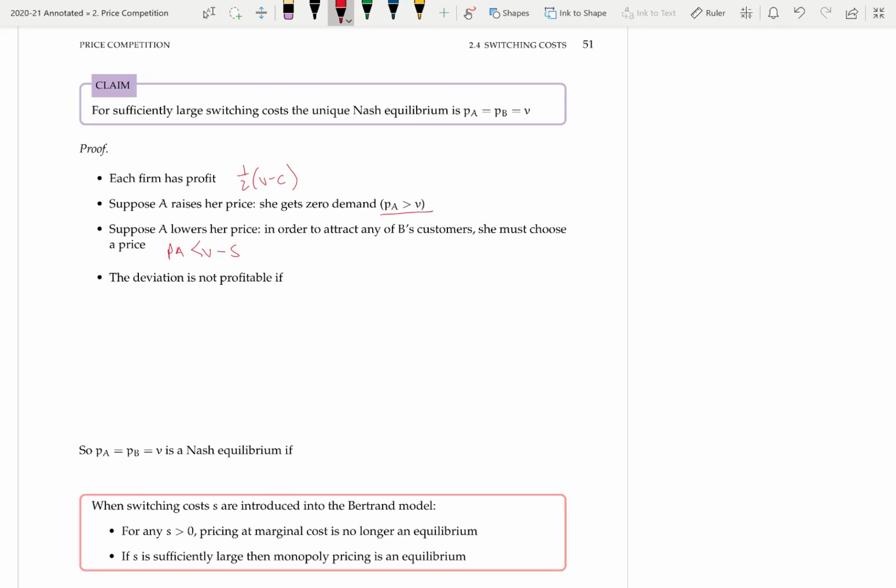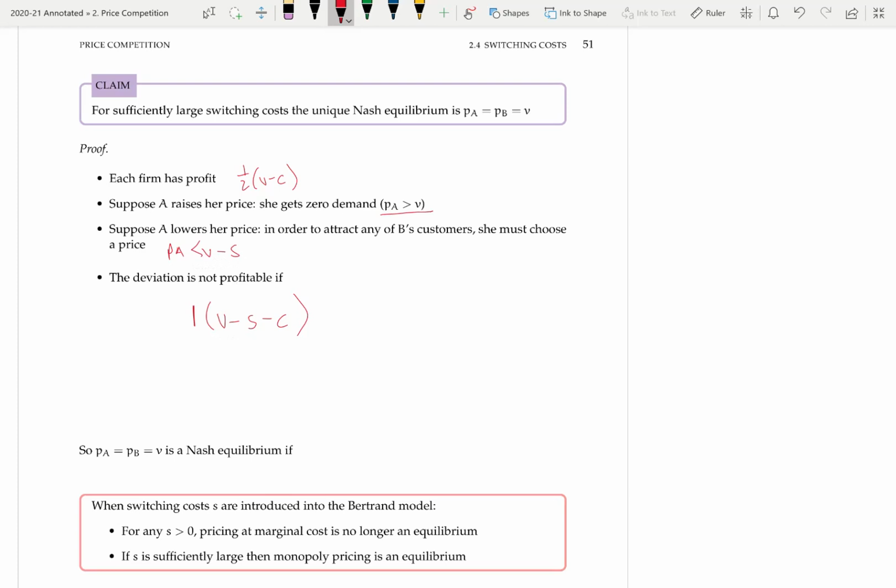Is this deviation profitable? Well, let's write down the condition for it not to be profitable. So if A deviates and prices at just below V minus S, then her profit is going to be 1, her demand, times V minus S minus C. Well, in fact, her profit will be a little bit less than this because her price is a little bit less than V minus S.